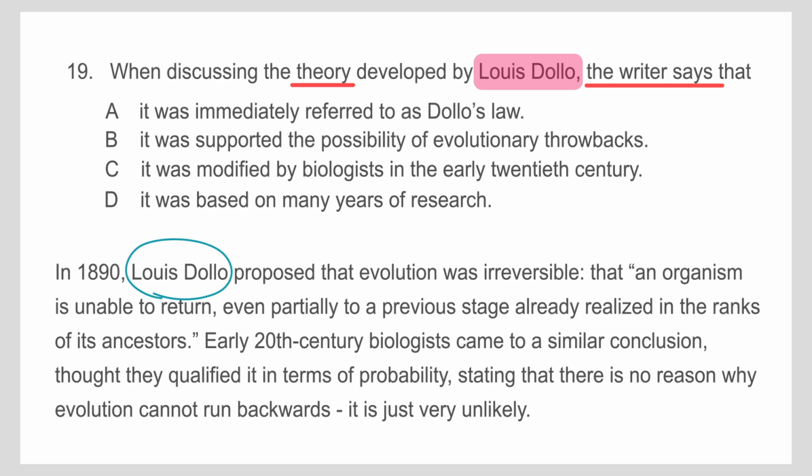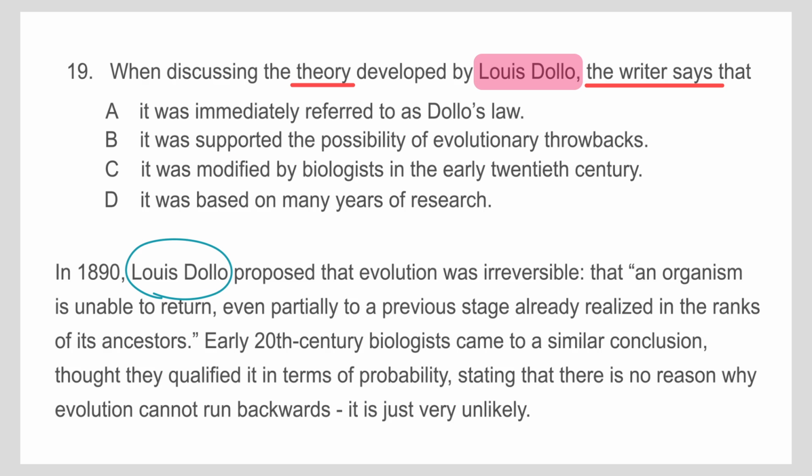because we're dealing with 4 choices, and we have to find what the writer says, it's better if you read the whole paragraph, and it's not that much. It's around 5 sentences or 5 lines. So we try to read the whole paragraph here in which Louis Dolo is mentioned.